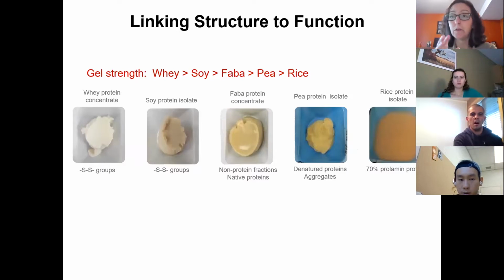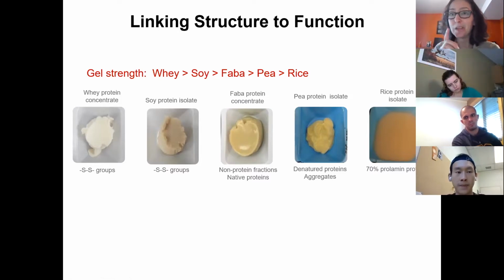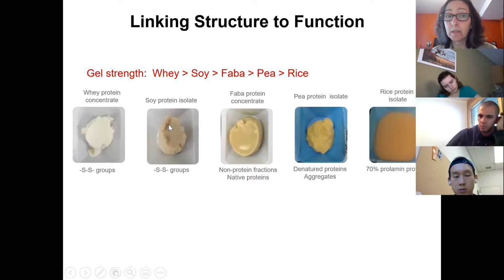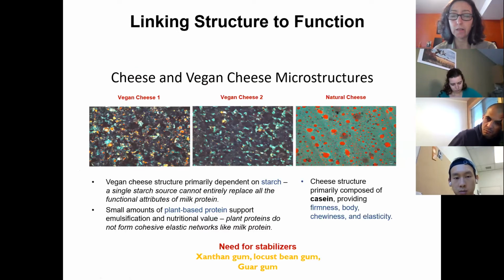So these are different types of proteins. If we want to look at gel strength, whey protein forms a really nice, strong gel. Why? It has this free sulfhydryl group that is the catalyst for disulfide interchange. Soy protein isolate is next. Fava bean, pea protein, rice proteins, never mind, don't form a gel. So different proteins, different structure, different function, and therefore different gel strength.